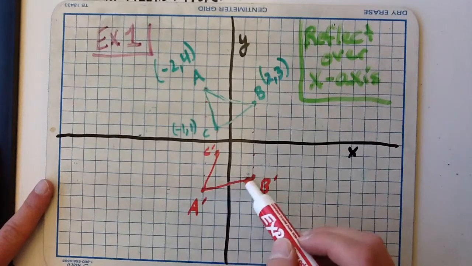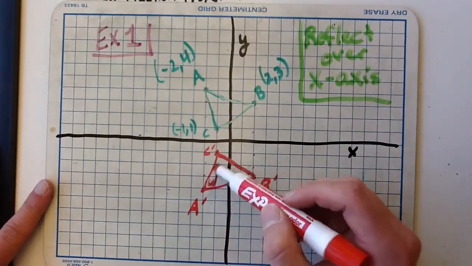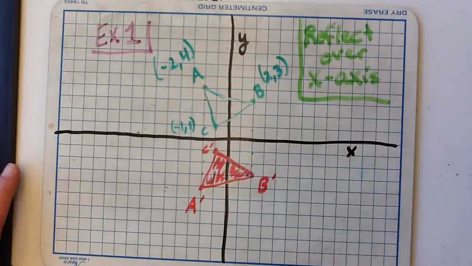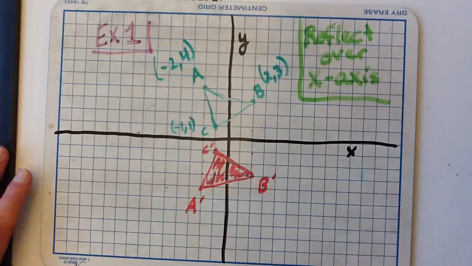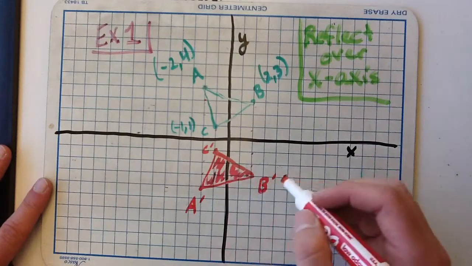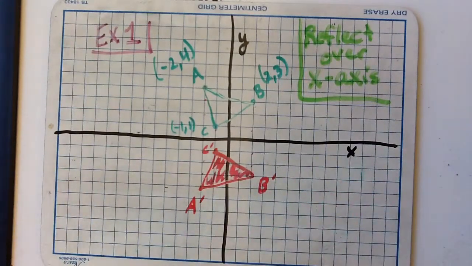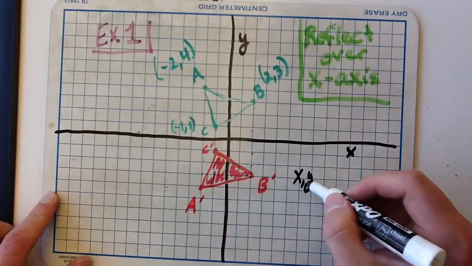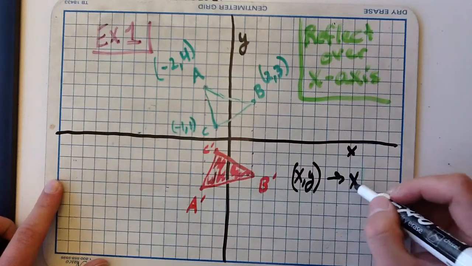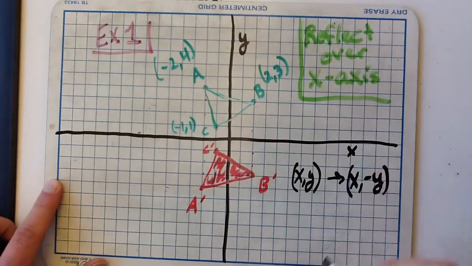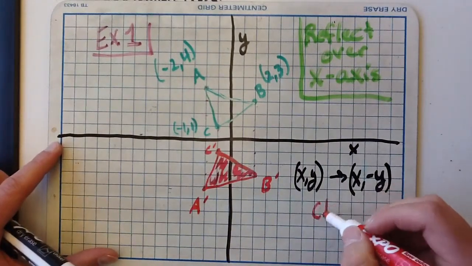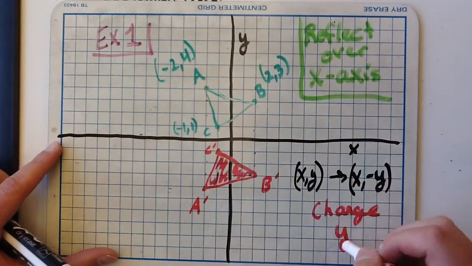If I just connect the dots there, this is my image. I'm going to shade it in to show this is the new image. This is the image reflected over the x-axis. Now, to show this algebraically, what we're doing here is when we're reflecting over the x-axis, the xy ordered pair becomes x, negative y. You are changing the y coordinate. We change y.